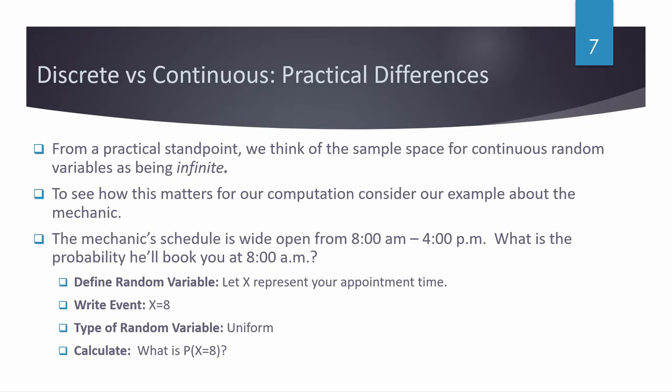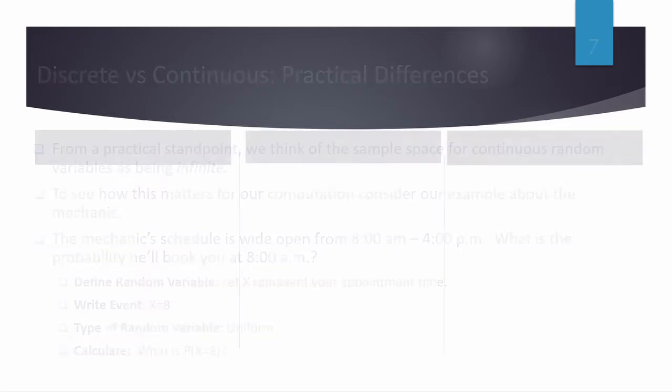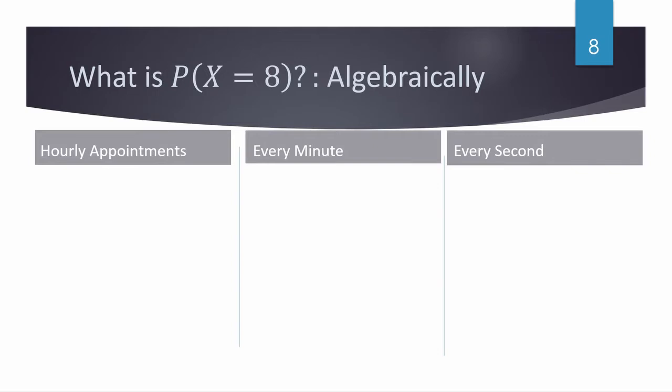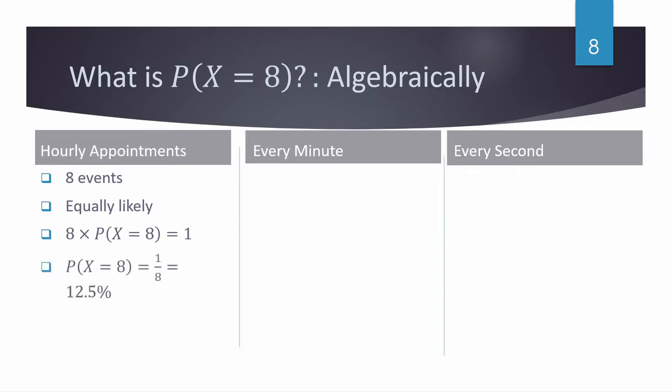As I've stated, this is going to be a uniform random variable, and now we're going to talk about how we would actually calculate the probability that x equals 8. All right, since you've seen this for discrete before, this should be nice and straightforward. We've got 8 possible events in our sample space. All of them are equally likely, which means we can write our total set of events for which we know the sum of the probabilities has to be 1 as 8 times the probability that any one of those events occurs, or 8 times the probability that my appointment is 8 is equal to 1, which gives me a 1 in 8 chance of seeing an appointment time at 8 a.m.